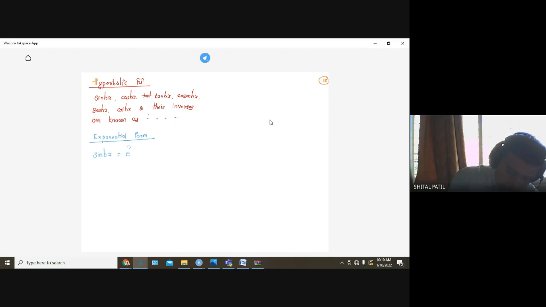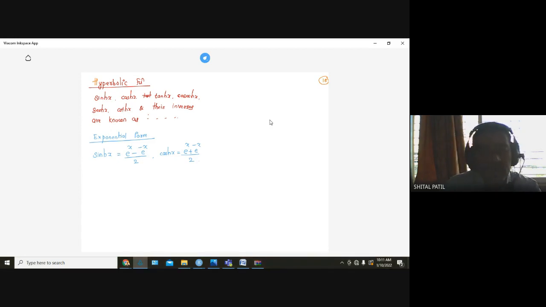So sinh x equals e raised to x minus e raised to minus x divided by 2. These are the hyperbolic functions. In the same way, we can define the tan hyperbolic of x, just the division of these two.